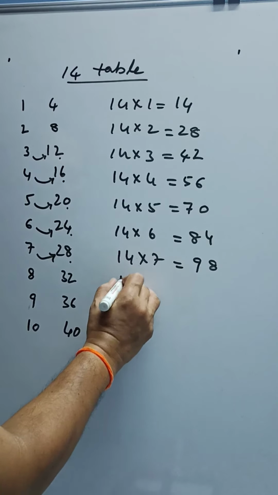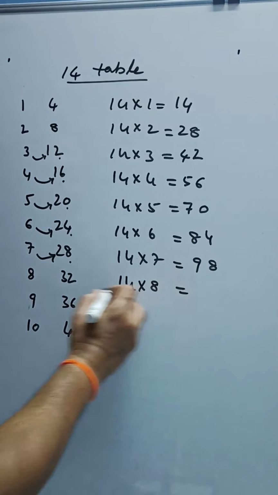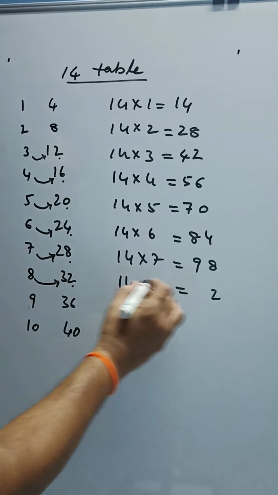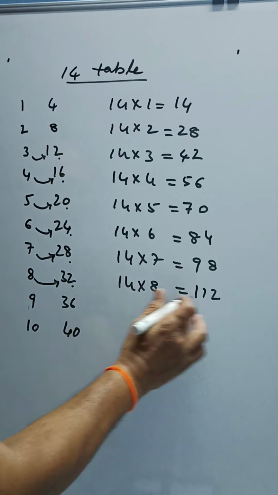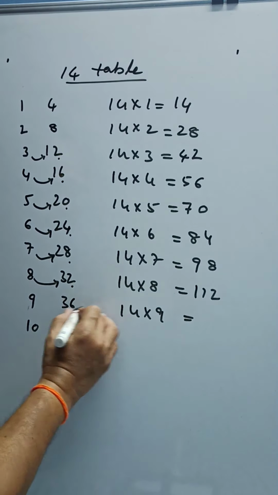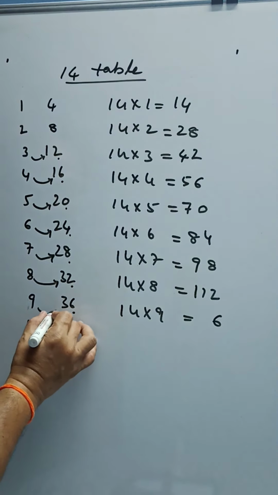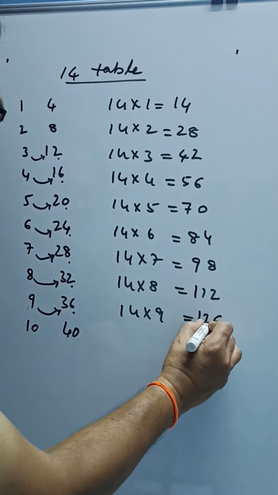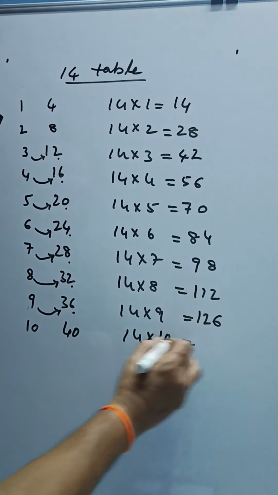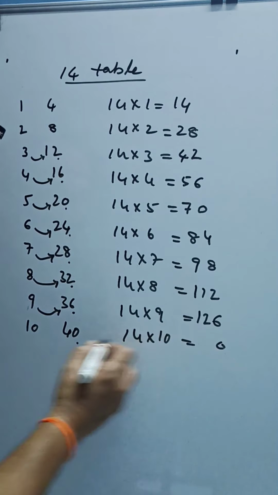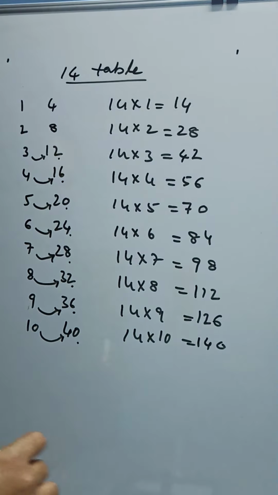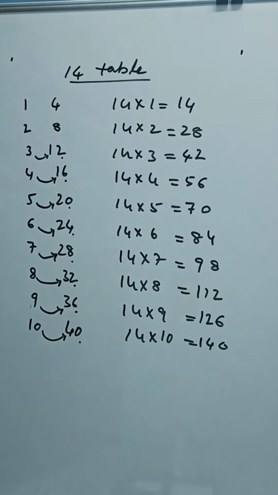14 sevens are 98. To write 14 eights, 2 in the ones place, 8 plus 3 is equal to 11. 14 eights are 112. 14 nines are 6 in the tens place, 9 plus 3 is equal to 12. 14 nines are 126. Last, 14 tens are 0 in the ones place, 0 plus 4 is equal to 4 and 1 in the hundreds place. 14 tens are 140.